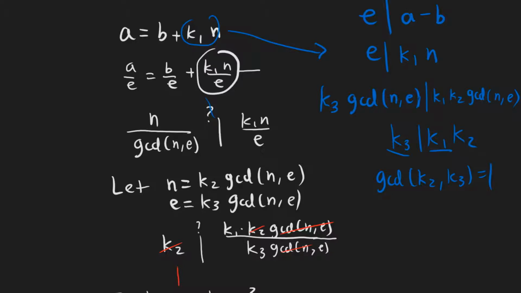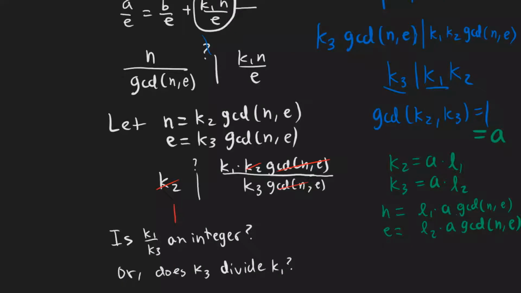Because then K3 would have to divide K1 entirely, and it wouldn't get any factors from K2 to help it. But this is pretty easy to show. Let's say, for the sake of contradiction, that the greatest common divisor of K2 and K3 were equal to A, where A is some integer greater than 1. Then we can write K2 equals A times L1, and K3 equals A times L2 for some integers L1 and L2.